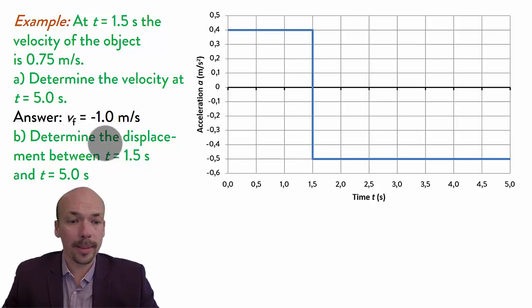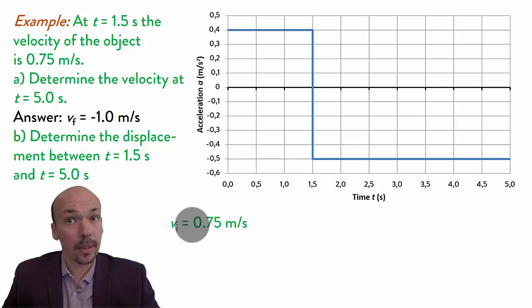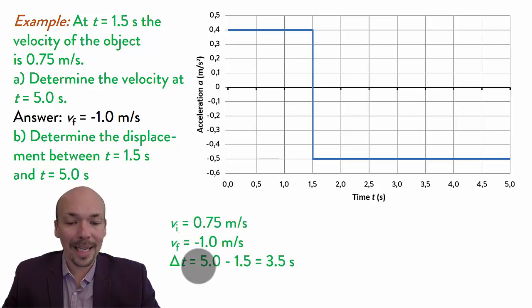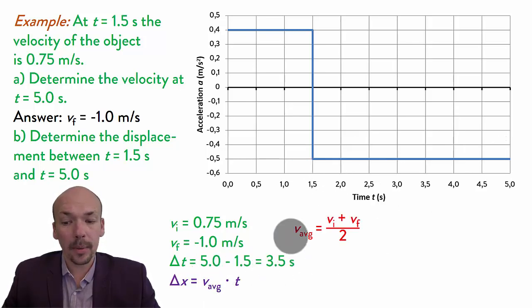And now we can determine the displacement. Therefore we have the initial velocity, we have the final velocity, and we have the time, which is still 3.5 seconds from here to here, and we need the average velocity. And again, we can use this equation because this is a constant acceleration. It's a constant acceleration of minus 0.5 meters per second squared.